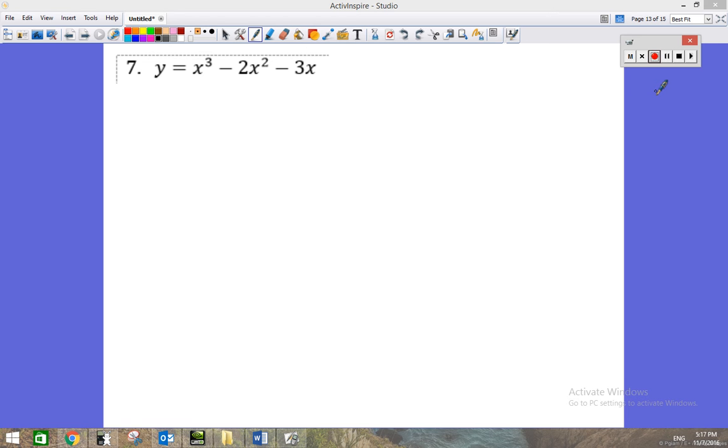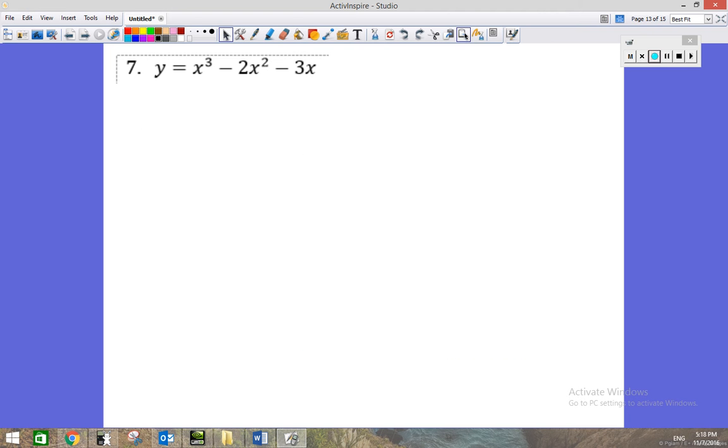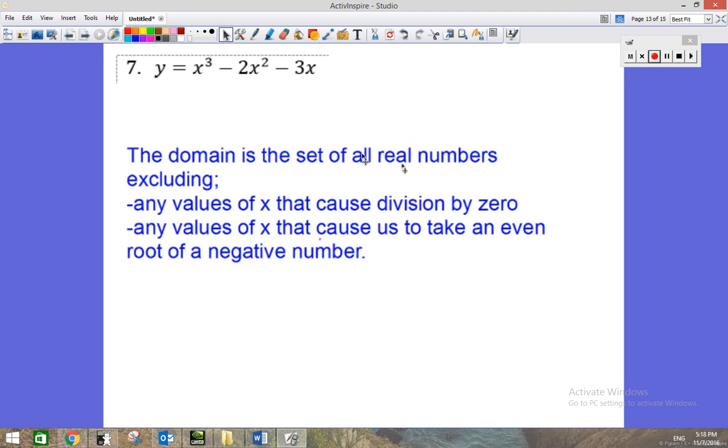We're finding the domain and range given this relation. We have this equation that relates x and y, and every time we're given an equation, to find the domain, we start out in the same way. We always say the domain is a set of all real numbers, excluding any values that cause division by 0, and excluding any values that cause us to take an even root, like a square root or a fourth root of a negative number.